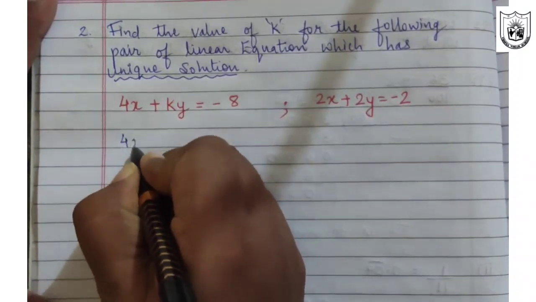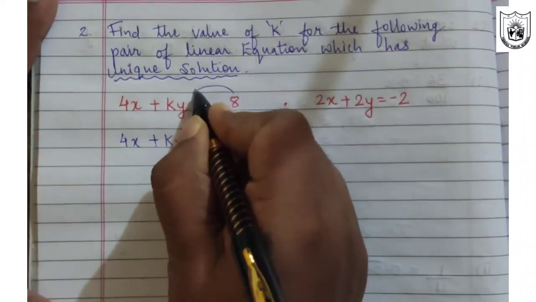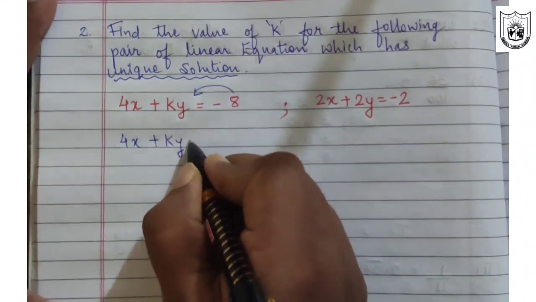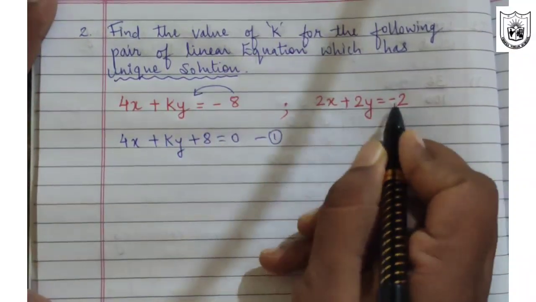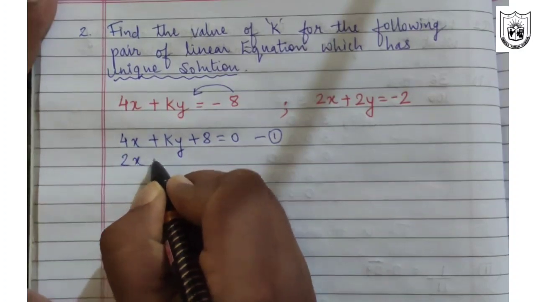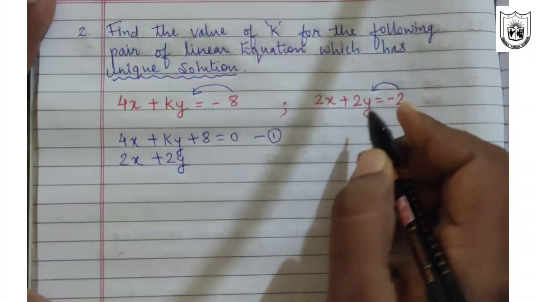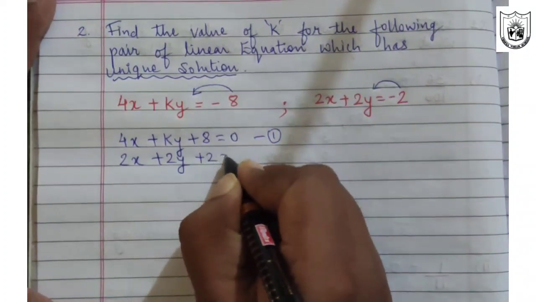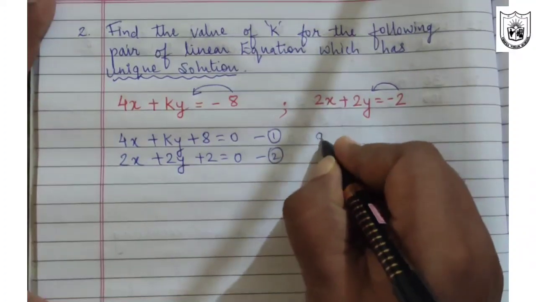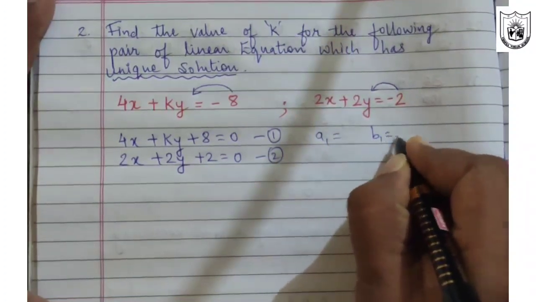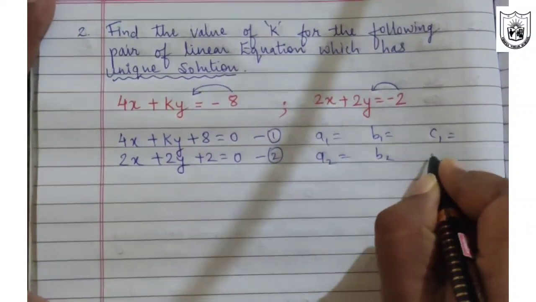So it will be 4x plus ky. Transpose the constant number to your left, so it will be plus 8 equals 0. This will be our equation 1. Similarly here we will have 2x plus 2y. Transpose negative 2 to the left, it will be plus 2 equals 0. So this is our second equation. Let us write a1, b1 and c1, then a2, b2 and c2.